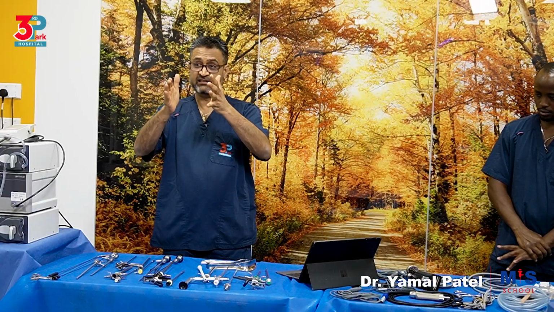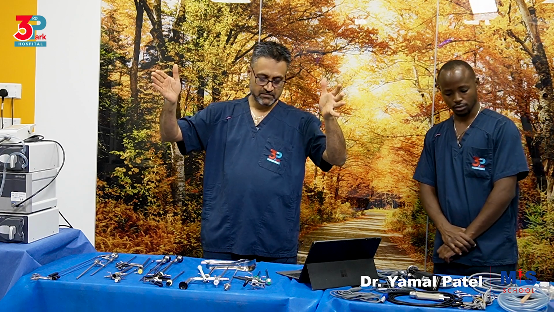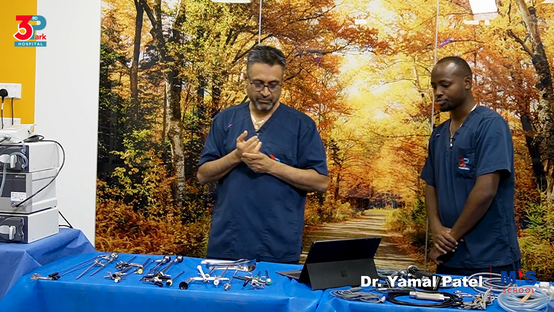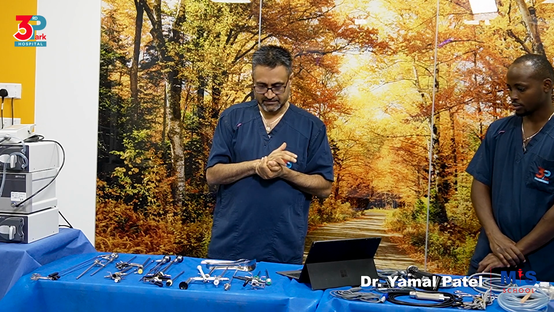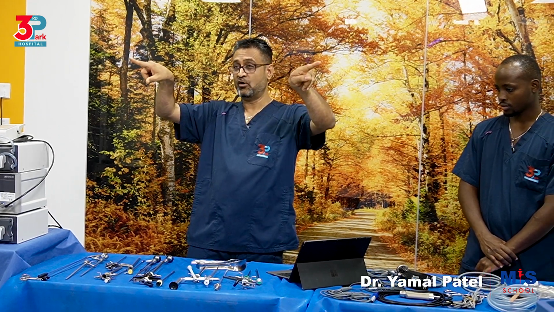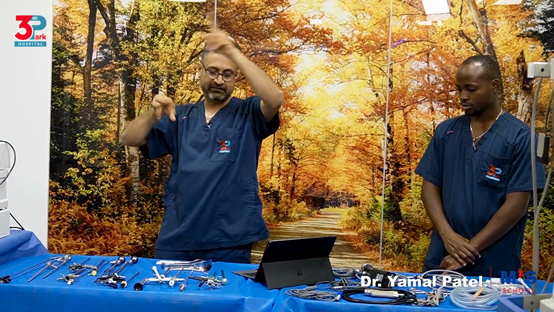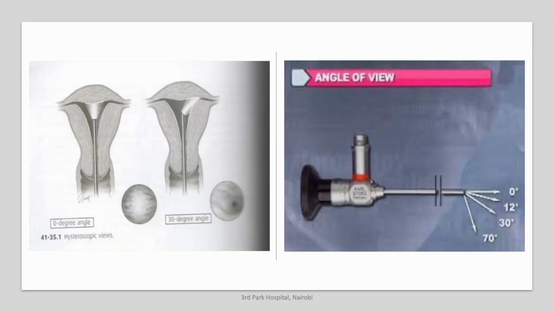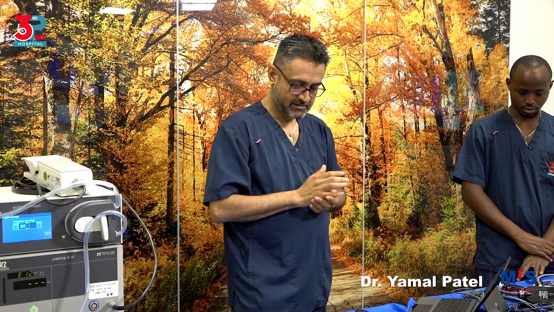The 0-degree is good for panoramic view. The 30-degree or the angled views are very important for the operative procedures and to look at the sides. So for example, viewing the ostia is important. Going into an abnormally shaped uterus, it is important to use angled scopes.